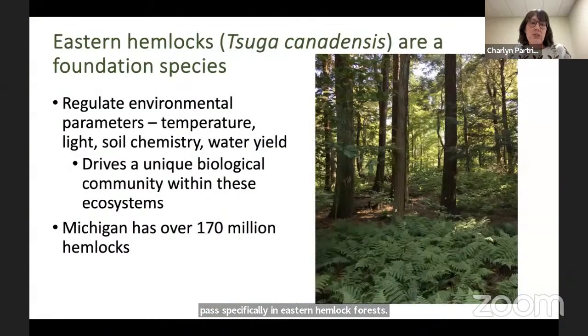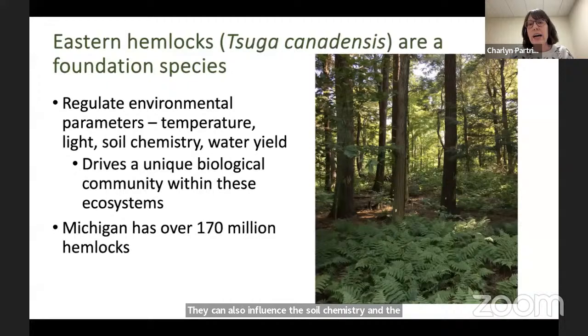So in Michigan, eastern hemlocks are especially important because they serve as foundation species. So what that means is they have this unique ability to specifically regulate the environment in which they're found. Their large canopy will regulate the amount of light that gets through to the forest floor. That can influence the temperature within a hemlock stand. They can also influence the soil chemistry and the amount of water yield that's held within that system.